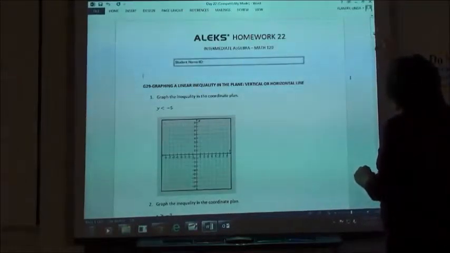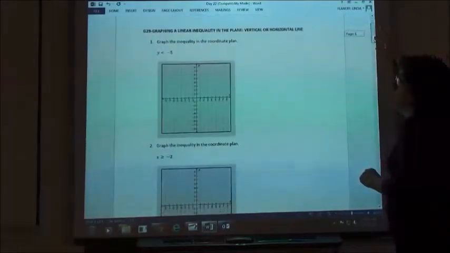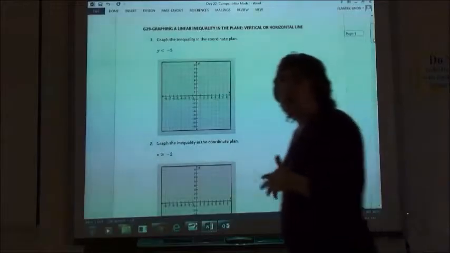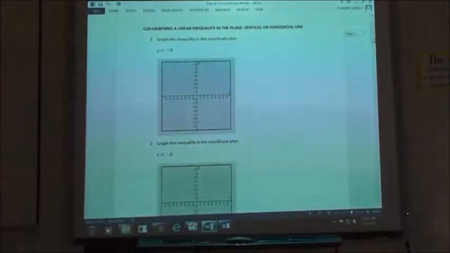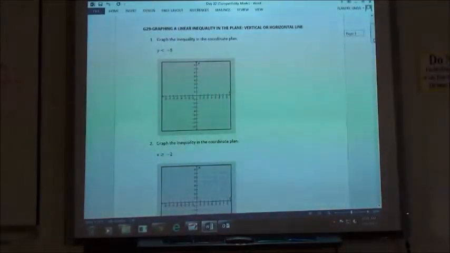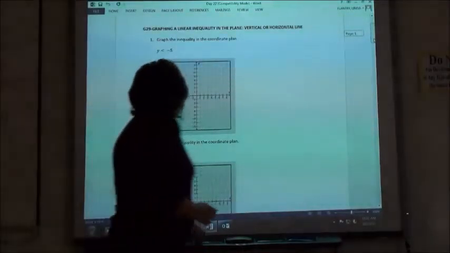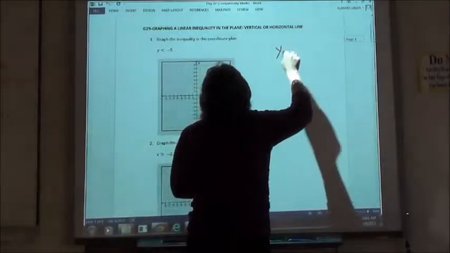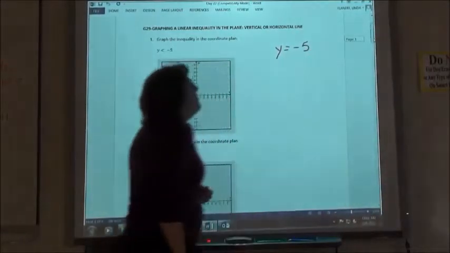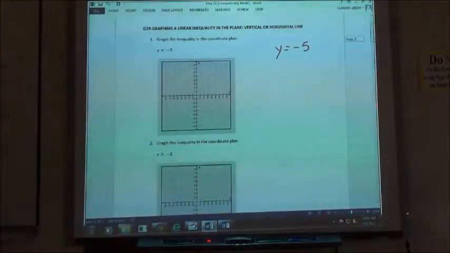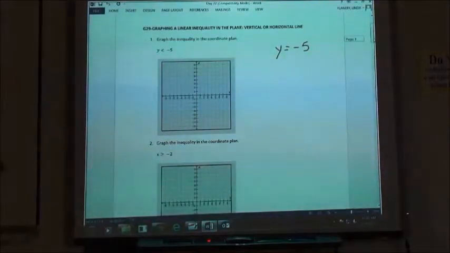So homework 22 is the last of chapter 3, which was really short, has to do with graphing inequalities. When you graph an inequality, the first thing you do is just graph it like you would if it had an equal sign. If I were going to graph the line y equals -5, we said that if it's y equals the number, we know our line has to go horizontally.